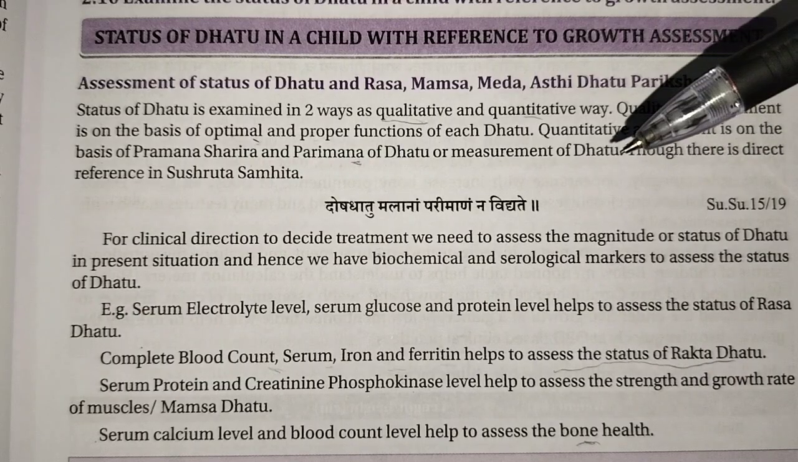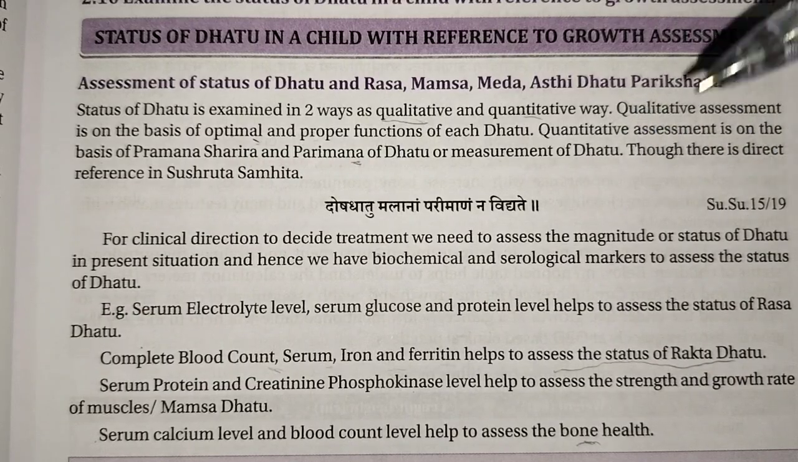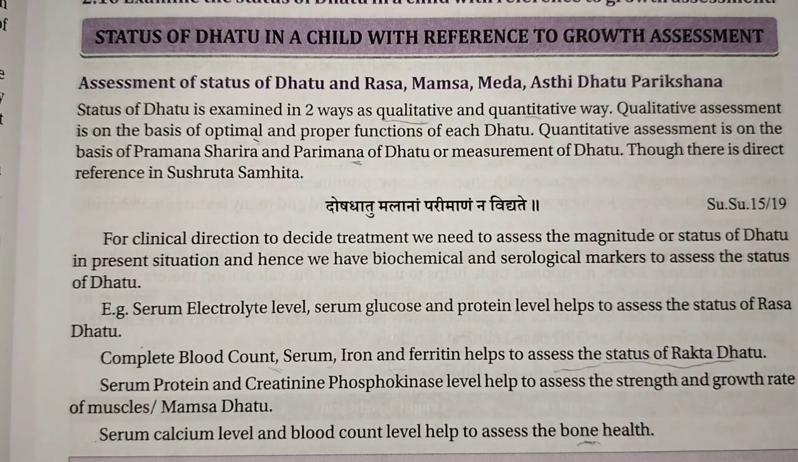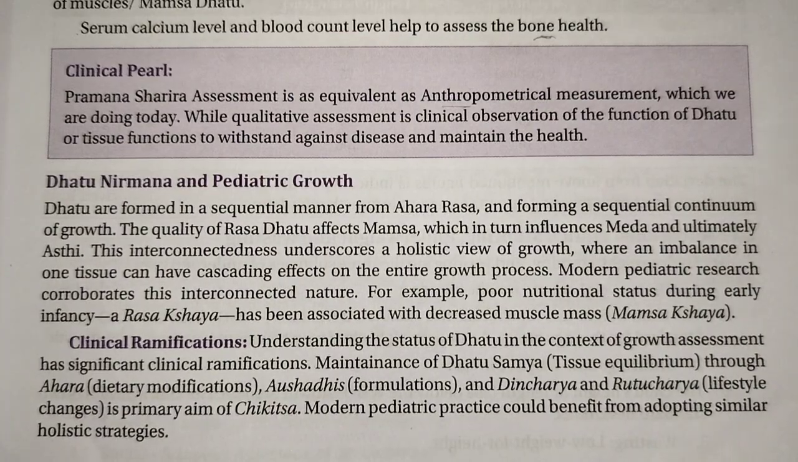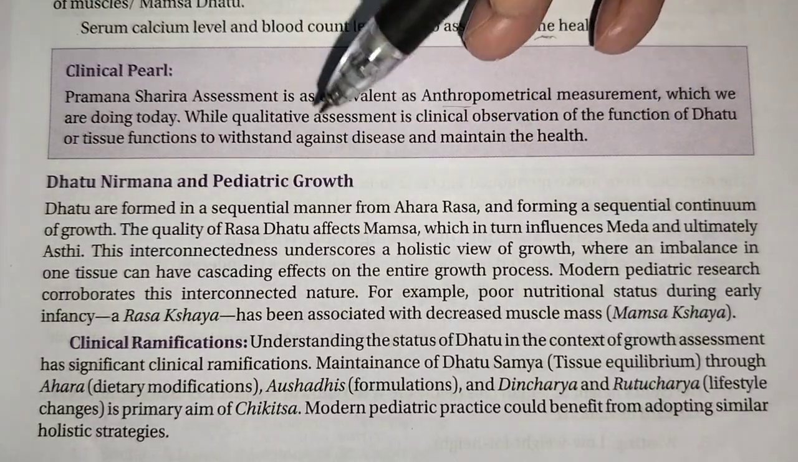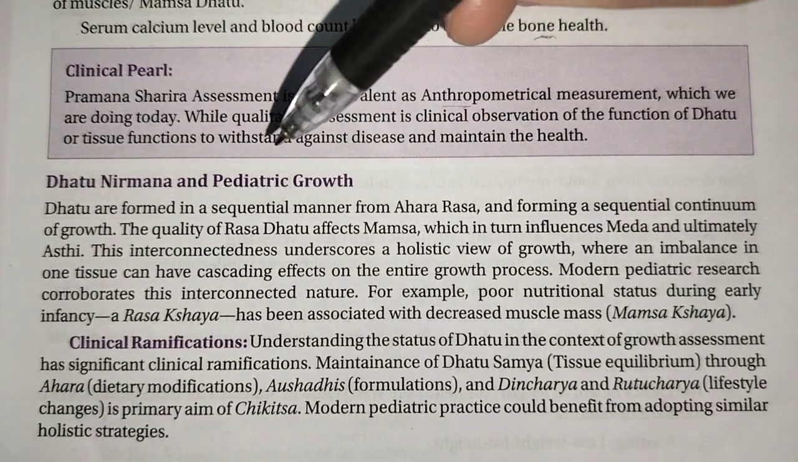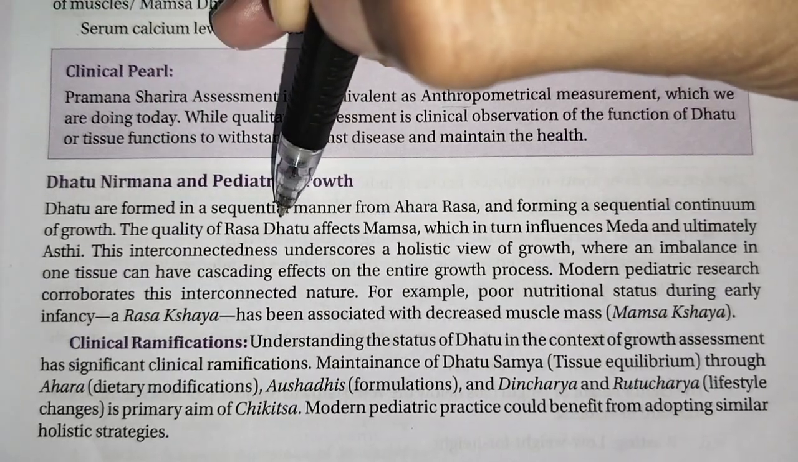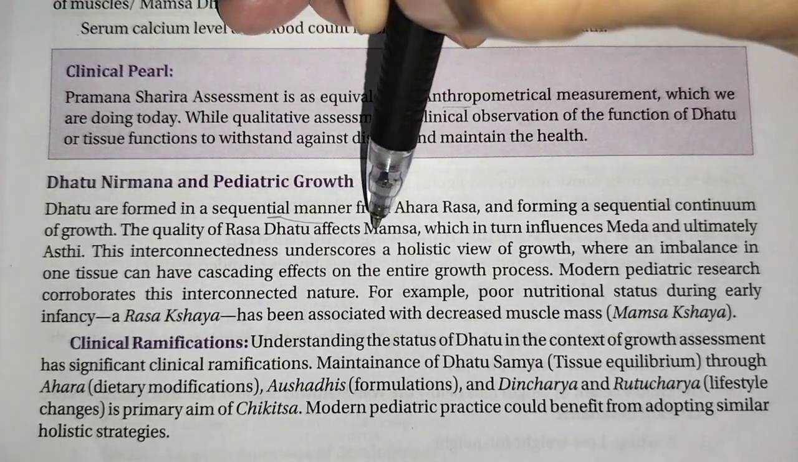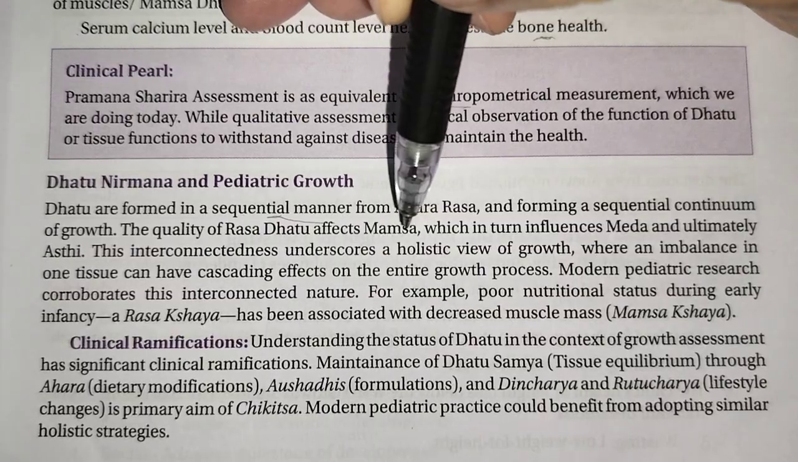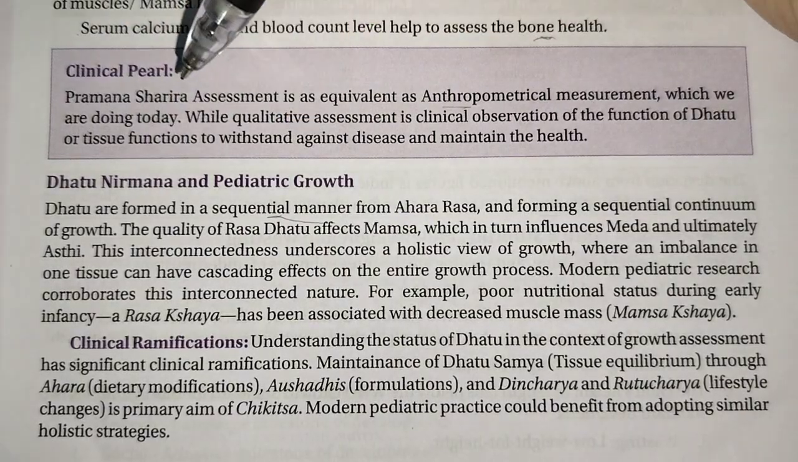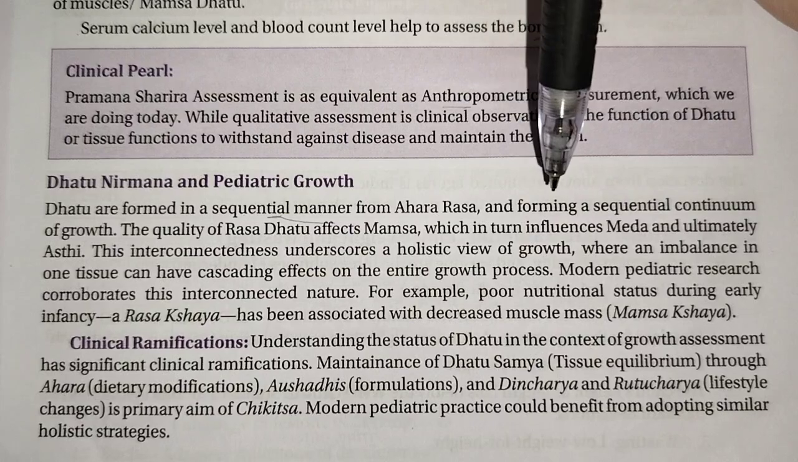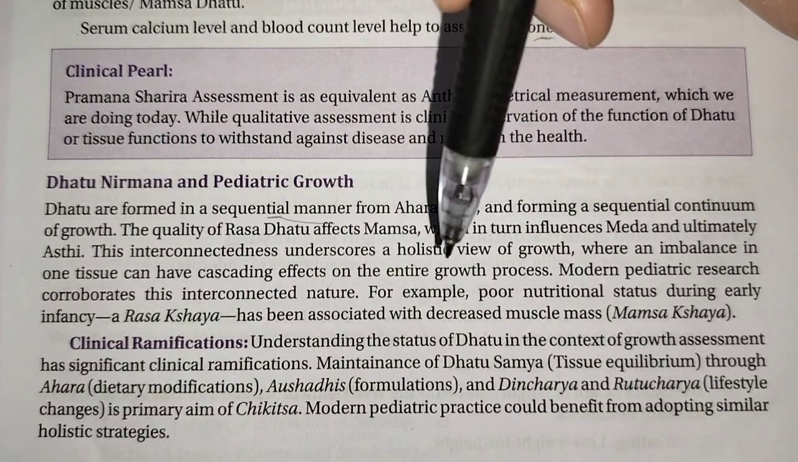So next, what is dhatu nirman in pediatric growth, we will discuss in the next step, right? Here I will discuss how dhatu nirman in pediatric growth happens. It says dhatus are formed in a sequential manner, correct? We have studied in the first year, that from rasa there is rakta, mamsa, meda, asti, majja, shukra.